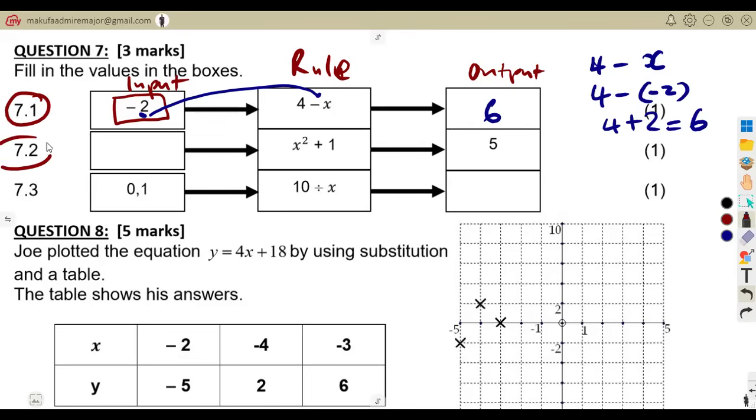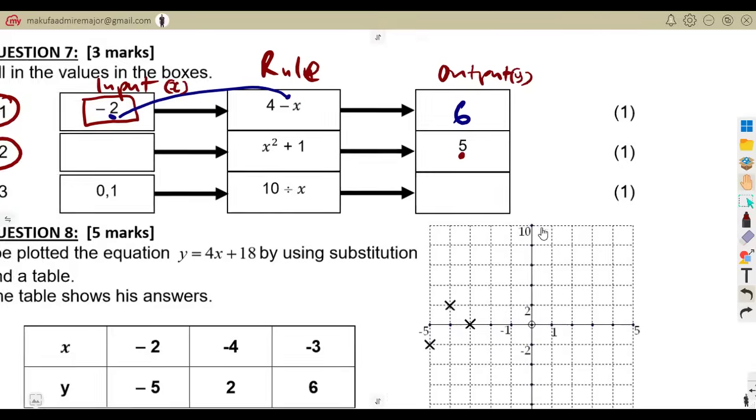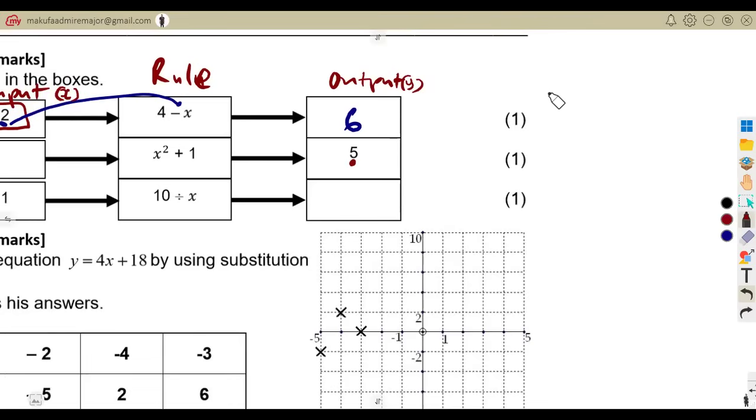On 7.2, we are given the output this time, and you have to calculate the input. Remember the input, these are the x values. Output, these are y values. So this time we are given the output. Like we have that output, x squared plus 1, it is equal to 5. We already have that output. It is 5. So what is the x value that was being inserted here so that our output will be a 5? It's an equation that you need to solve.